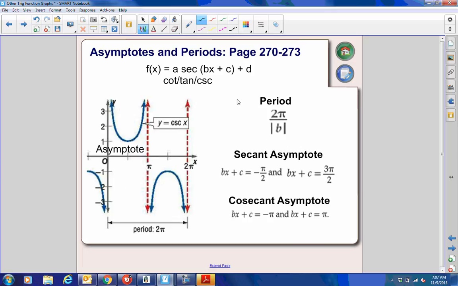Okay, and then now we have secant and cosecant. Very similar again to tan and cotangent. They have two different ways of finding the asymptotes, but their period actually does last over 2 pi. So to find the period once it's transformed, you divide by b, or 2 pi over b. Now let's look at some example problems.